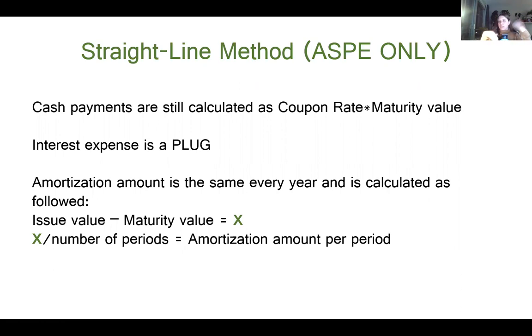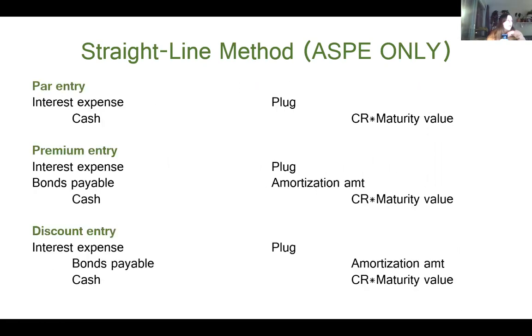So you're not going to have a difference. It's always going to be the same amount. And for your transaction, your interest expense is always going to be a plug. So what you're going to do, you're going to have your bonds payable amount that's going to be your amortization amount that doesn't change. That's the little calculation I just explained. And then your cash amount, that's going to be your coupon rate times your maturity value, and then you plug your interest expense. And it's the same thing for when they're issued at a discount.